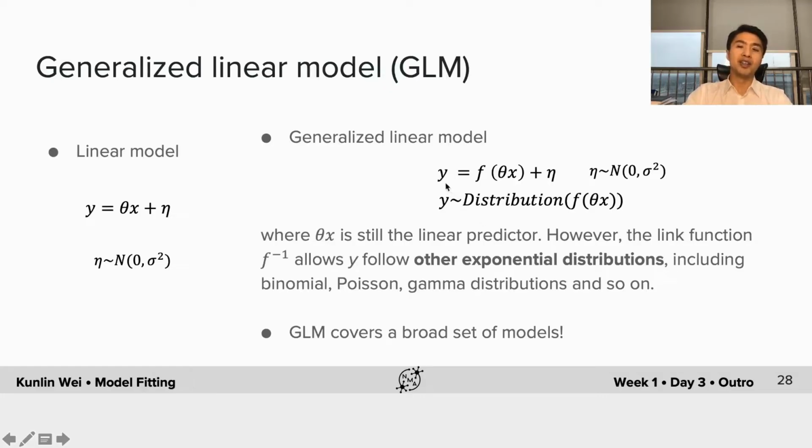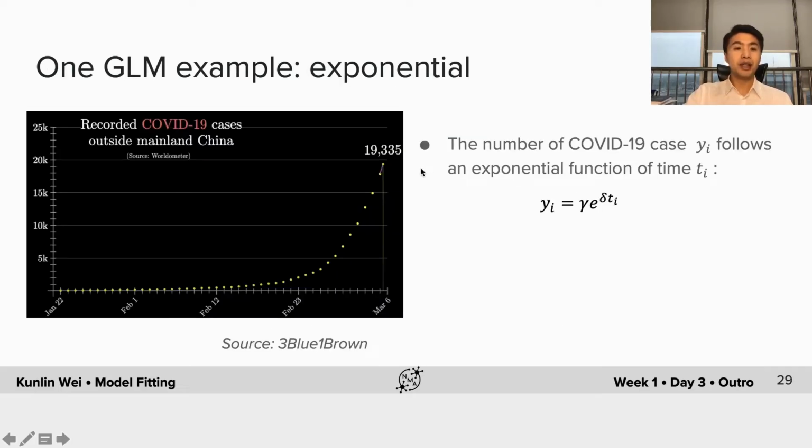So the y, the dependent measure, originally in the very simple linear function, follows a Gaussian distribution. Now, because of the link function, y can take other exponential distributions. So we extend from the linear model to the so-called generalized linear model, and y can take all kinds of exponential distributions. This just opens the door to a broad set of more models, right? And I will show you one example for the generalized linear model.